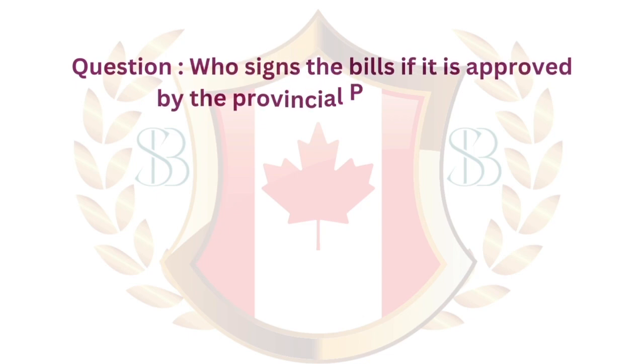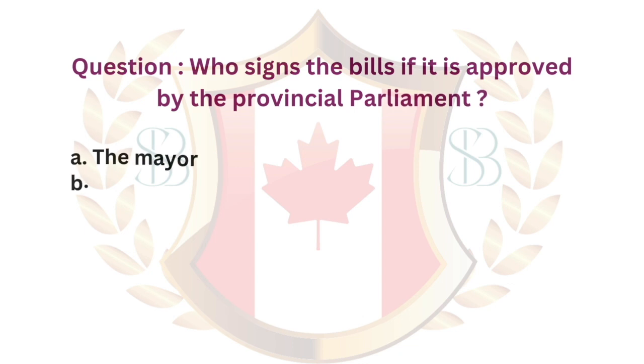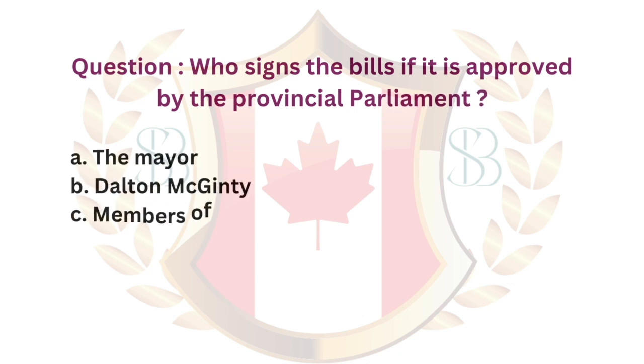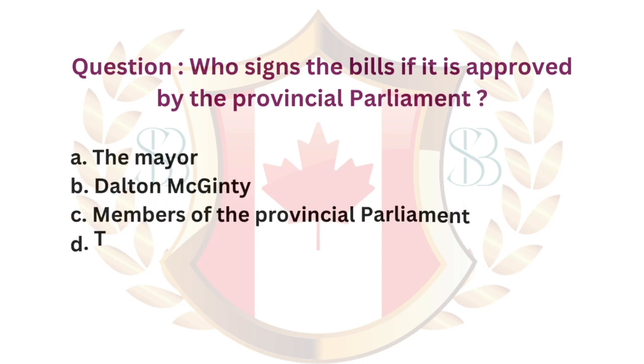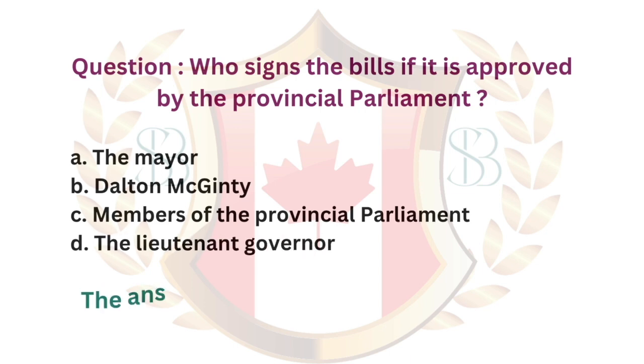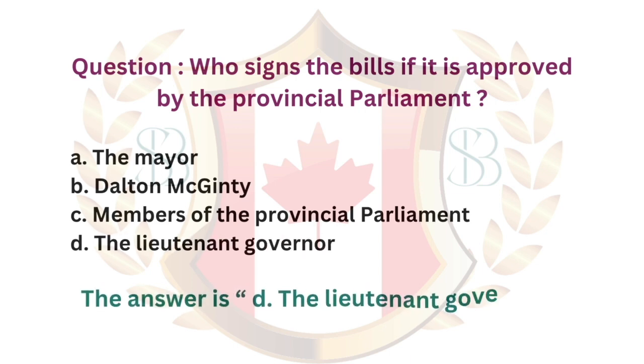Question. Who signs the bills if they are approved by the provincial parliament? A. The Mayor. B. Dalton McGuinty. C. Members of the Provincial Parliament. D. The Lieutenant Governor. The answer is D. The Lieutenant Governor.